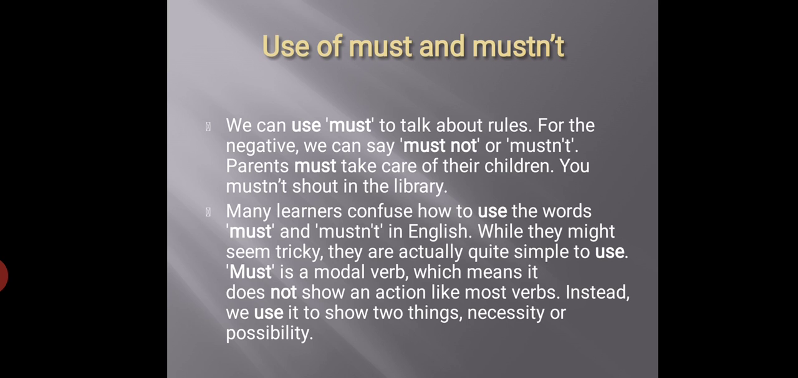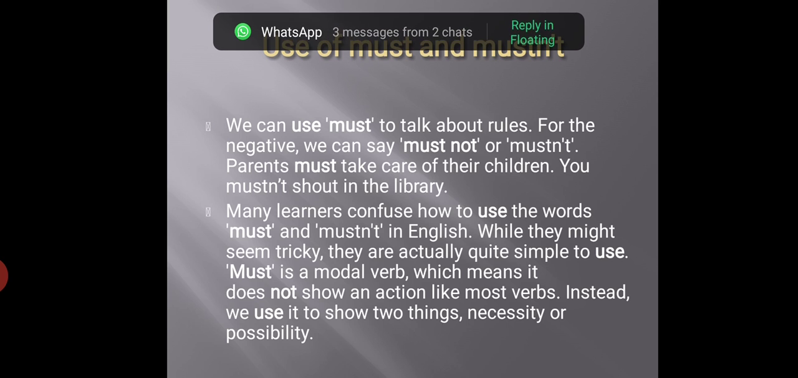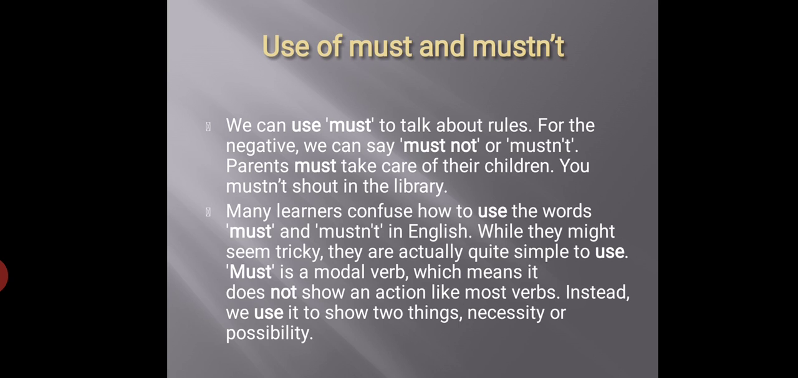Many learners confuse how to use the words must and must not in English. While they might seem tricky, they are actually quite simple to use. As we know, must is a modal verb, which means it does not show an action like most verbs. Instead, we use it to show two things: necessity or possibility.